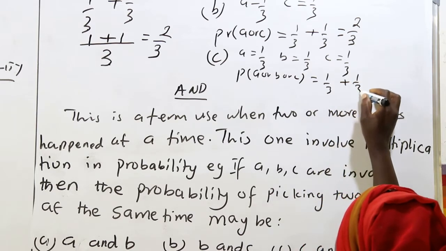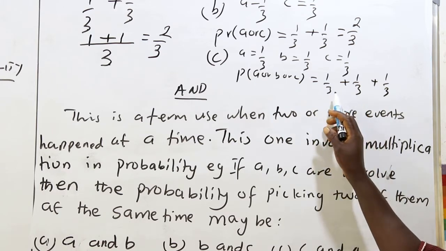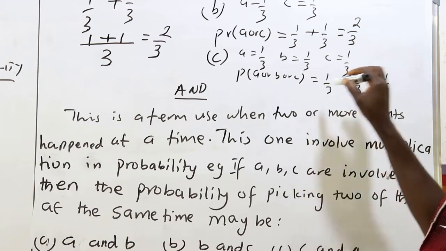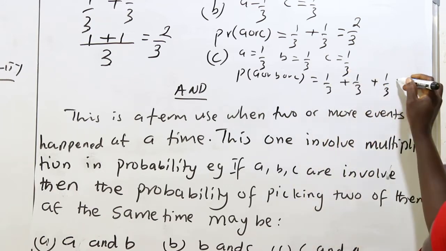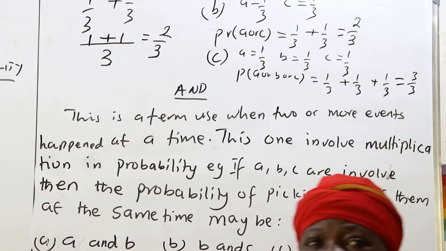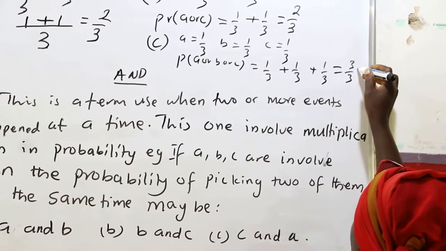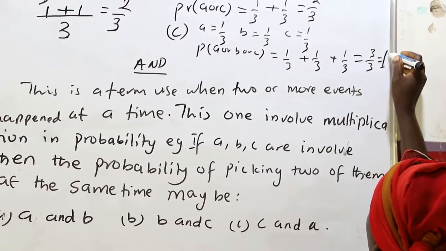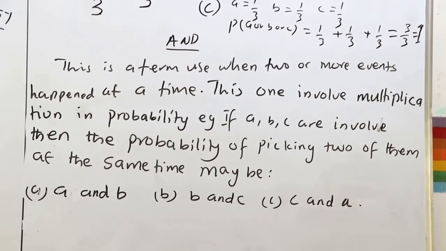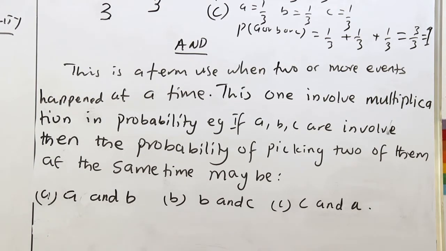plus 1/3 plus 1/3. So if you have this one, they still have the same denominators. So you just add the numerators, which will give you 3/3. And if you have 3/3, what do you have? You have 1. So the answer will be 1 for these 3 of them. Okay? Now, we have seen this. It happens to any other event.